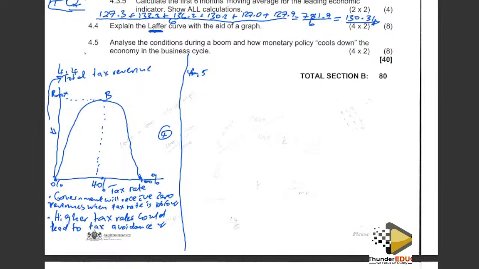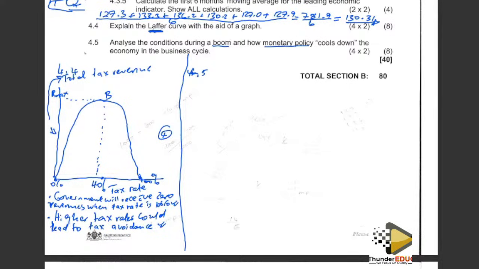Analyze the conditions during a boom and how monetary policy cools down the economy in the business cycle. Remember, when the economic activities are at boom, it means that there is full employment of resources. Resources are not being wasted. There is too much efficiency at this point. What we refer to as saying that at this point, or at this turning point, businesses are able to make a lot of profits. Individuals are getting jobs. Also, the government is able to collect enough tax revenues, and also it is able to issue out grants as expected. And also, we have more exports than imports. And also, businesses are able to invest whatsoever funds that they have. And also, we'll be having a lot of foreign investors in this regard.